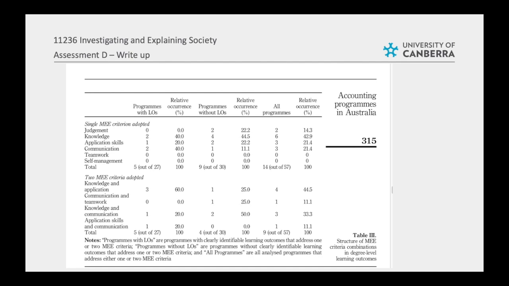And so this was a way of presenting your data. You can put it into numeric data. Here this stands for learning outcomes. So programs with learning outcomes, program without learning outcomes, and all programs. And this is where 1 was adopted and where 2 were adopted. So that's just a way of structuring some information. You don't have to use tables, but you can.